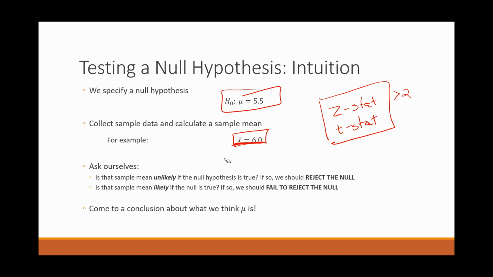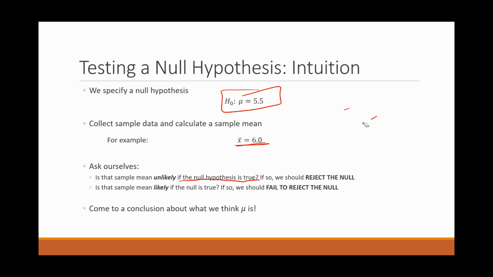We're going to ask ourselves this question. Is our sample mean unlikely if the null hypothesis is true? So if we assume that the null hypothesis is true, is our sample mean unlikely? Put that back into the context of last lecture. Let's say we have a t-statistic, and it is equal to our sample mean minus the population mean divided by the standard error.